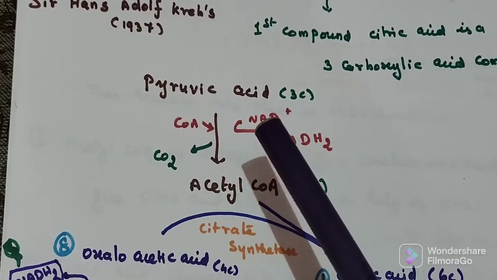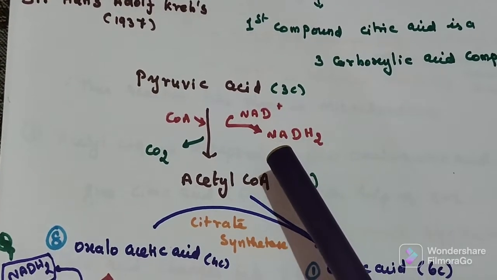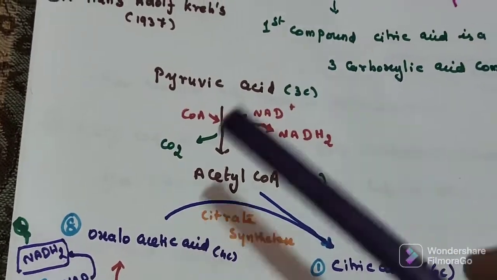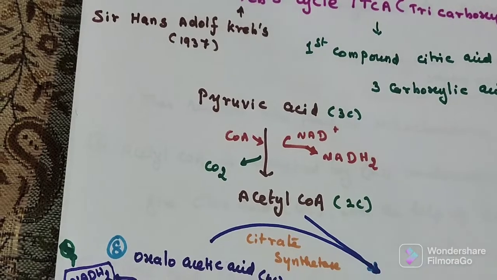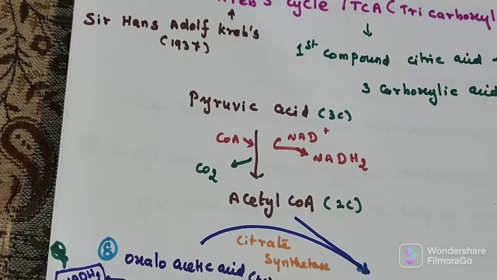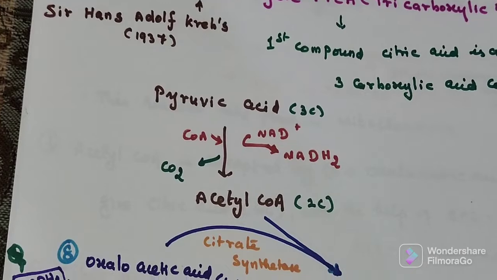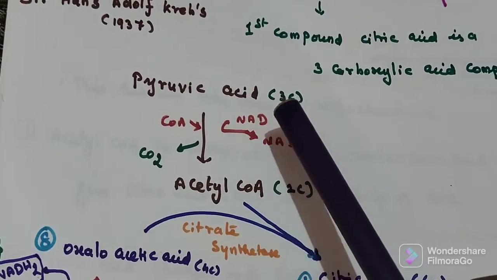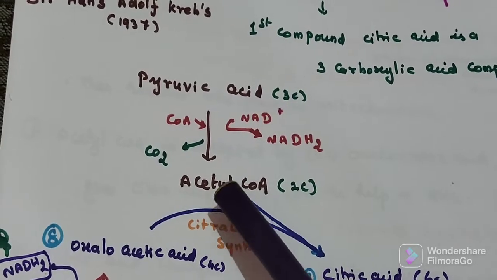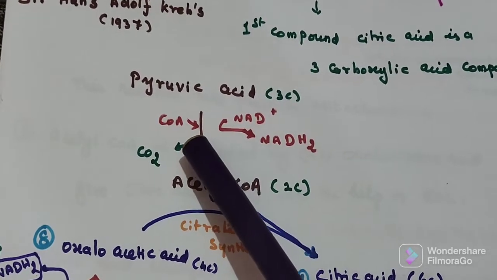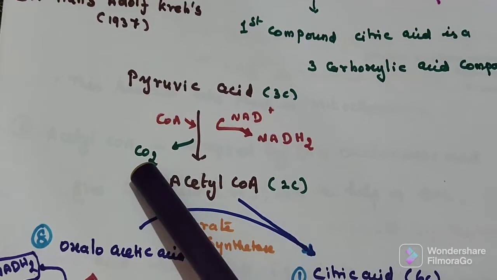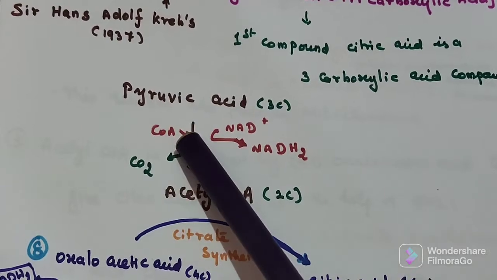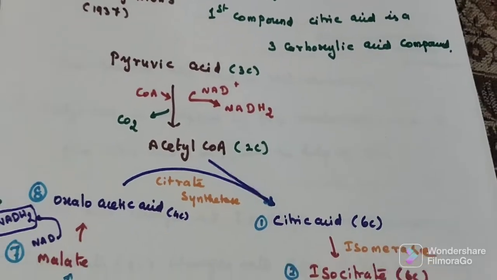A reduction reaction will occur. NAD plus is converted into NADH2. Okay, this reaction is not considered as a part of the cycle. This one is an oxidative decarboxylation reaction. So the pyruvic acid 3 carbon component is converted into acetyl-CoA. Here one carbon is given up in the form of carbon dioxide, so we get a 2 carbon component. Here coenzyme A is added, so acetyl-CoA.